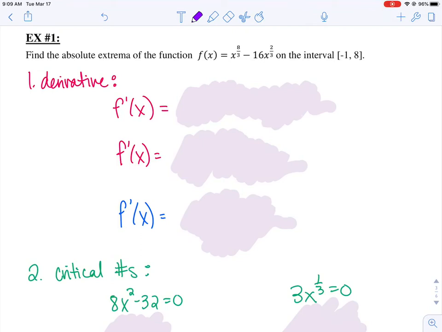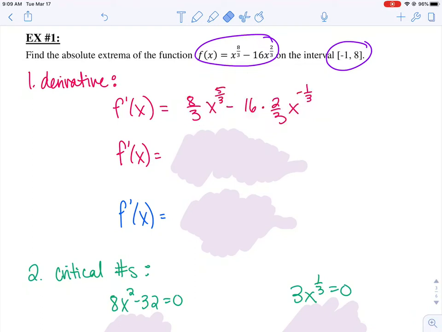So here we go. Example number 1 asks us to find the absolute extrema of the function on the interval from -1 to 8. So I have this graph, whatever it looks like, and I want to look at it from -1 to 8, and I want to find where the highest value is and where the lowest value is. Remember that step number 1 is to find those critical numbers. But before we can find those critical numbers, we've got to find the derivative. So pause your video, find me the derivative, make sure you practiced all that, and make sure you have the same answer as I do.